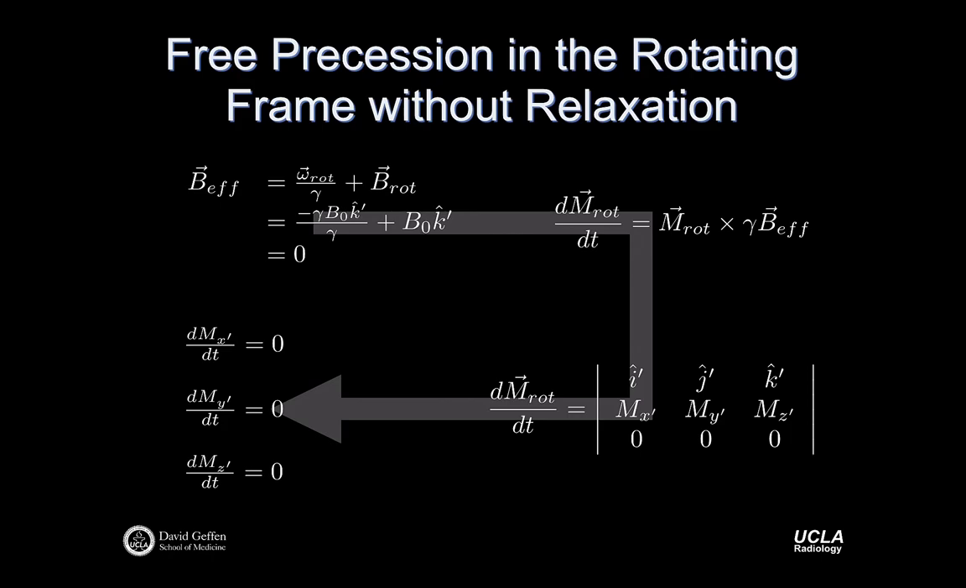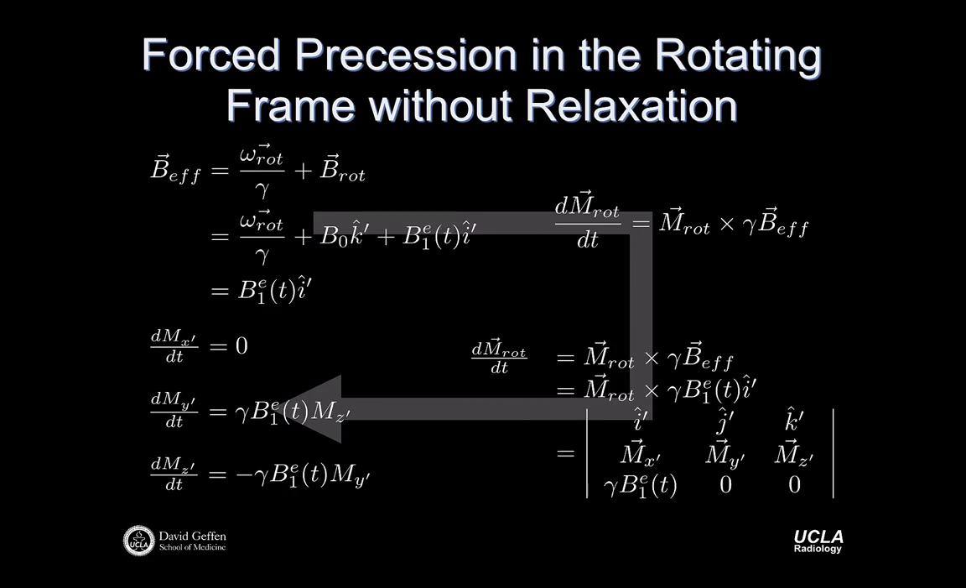Things got a little bit more interesting the next time around, because then we said, well, hold on, let's go ahead and add a B1 field this time. And the B1 field, when we took a circularly polarized field, that's what we started with, we transformed it into the rotating frame. A circularly polarized field in the rotating frame doesn't have both of those sine and cosine components to it, because it doesn't look circularly polarized in the rotating frame.